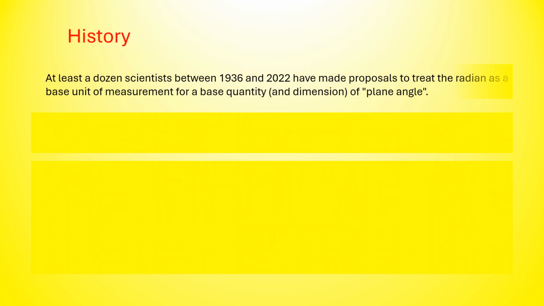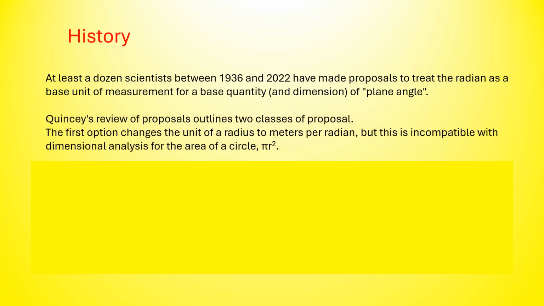At least a dozen scientists between 1936 and 2022 have made proposals to treat the radian as a base unit of measurement for a base quantity, and dimension, of plane angle. Quincy's review of proposals outlines two classes of proposal. The first option changes the unit of a radius to meters per radian, but this is incompatible with dimensional analysis for the area of a circle, pi times r squared.